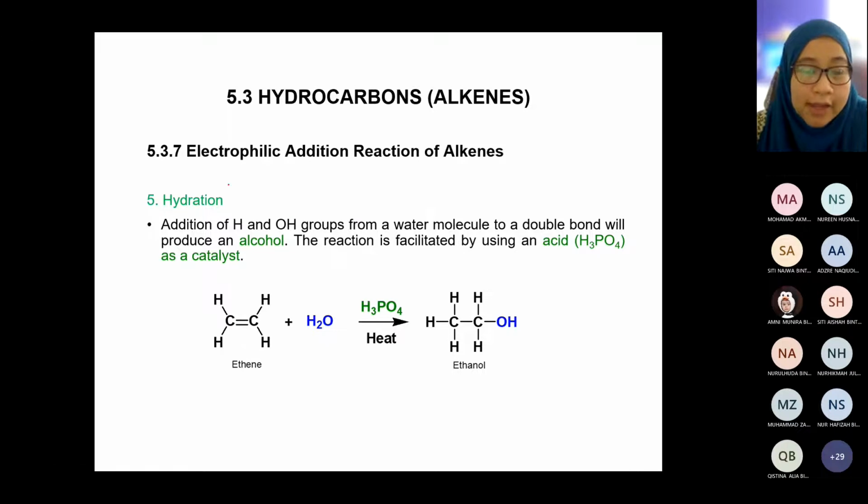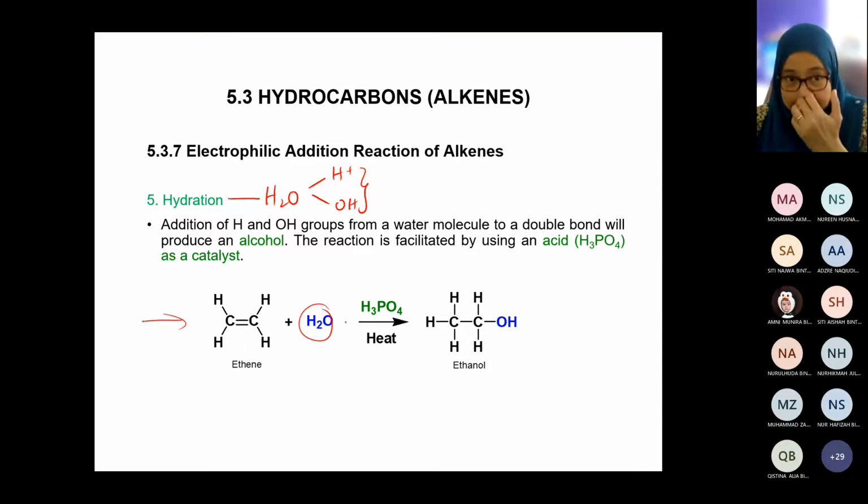Basically, we want to add water. It's still electrophilic addition, so we want to add water. In water, we have H plus and OH minus. So these two will be added to the alkene. So for example, this is the alkene, right? So we have water as the reagent. Then the condition: in order to perform this hydration reaction, the reaction needs to be in acidic condition. If not, our product of interest will not be formed.